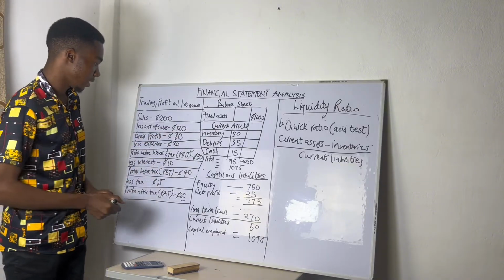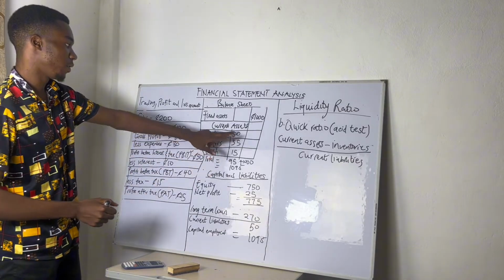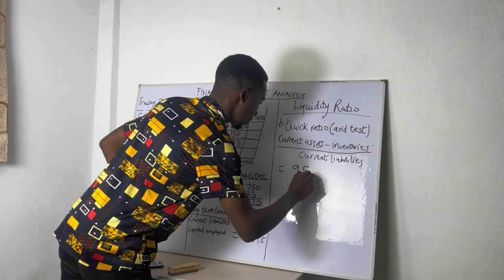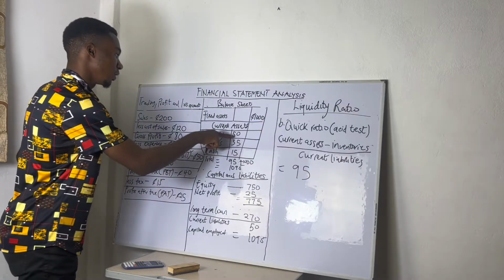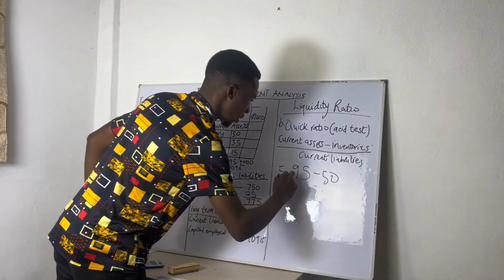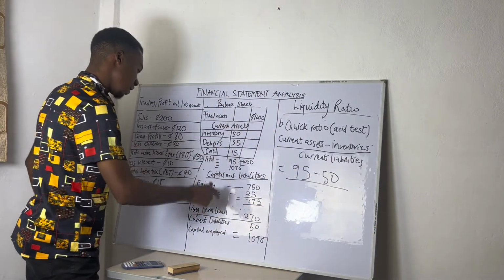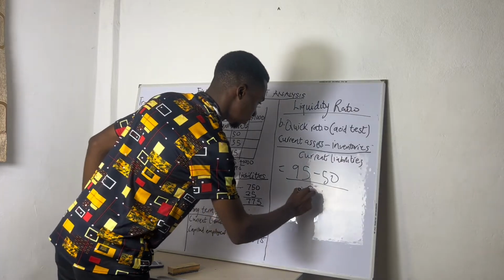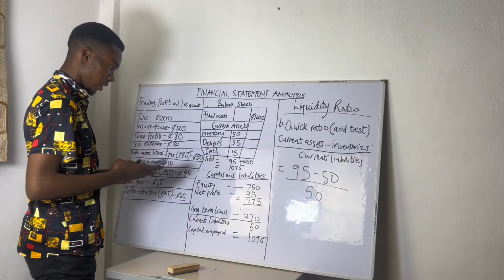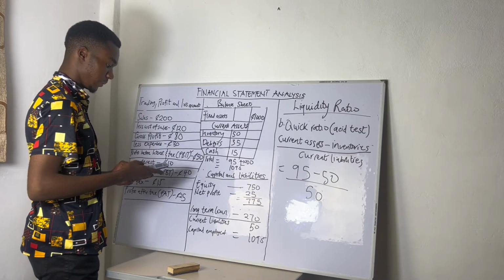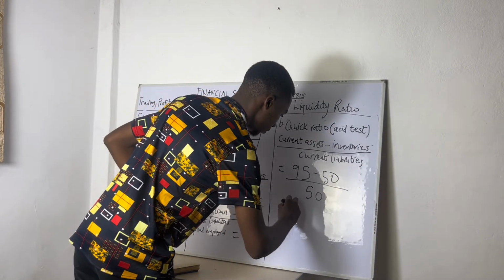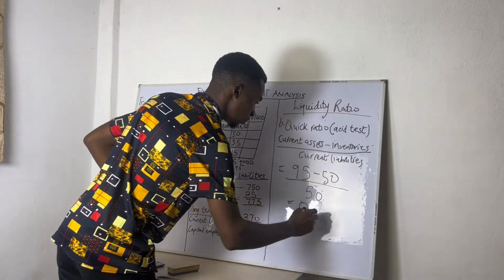And what is the current asset? The current asset is 95, 50 plus 35 plus 10, which is 95. And what is inventories? Well, inventories is 50. So the value for inventories is 50, as you guys can see here. Then over the current liability, and the current liability is 50. So now let's do it on the calculator and see what we get. We have 95 minus 50 over 50. And we get 0.9 times.